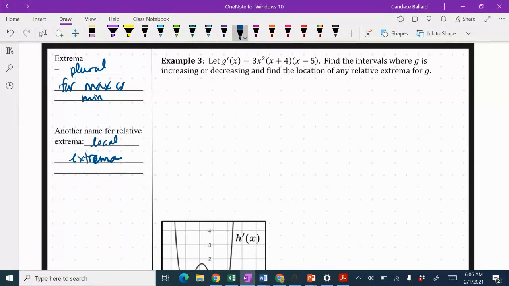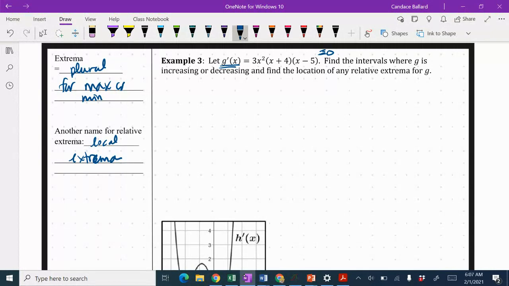So we are looking at the relative extrema. It says let g prime of x equal 3x squared times x plus 4 times x minus 5. Find the intervals where g is increasing or decreasing and find the location of any relative extrema. How nice is this? Look at what they did for us. They already took the derivative, so we can skip step one. We're just going to set it equal to 0 and start finding our critical numbers.